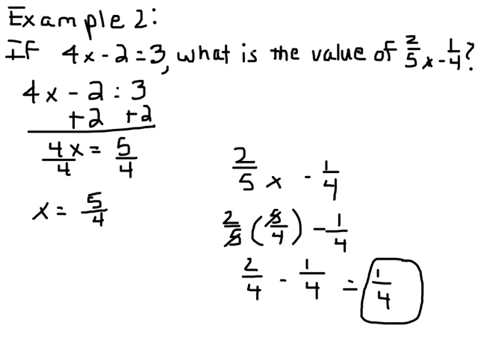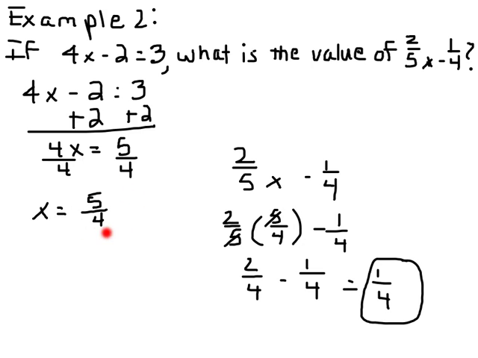Example 2 says if 4x minus 2 is 3, what is the value of 2/5 x minus 4? So let's work this one first and find out what the value of x is. 4x minus 2 equals 3. We're going to need to add 2 to both sides. And we have 4x equals 5 when we do that. Then to get this x by itself, we're going to have to divide because these have been multiplied. We'll divide by 4 on both sides. And then we find out that x is equal to 5/4.